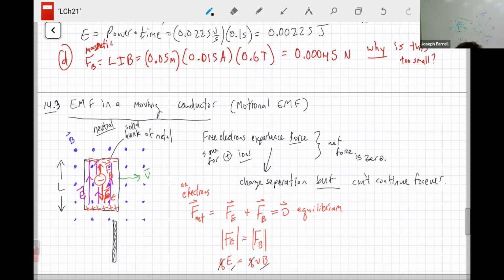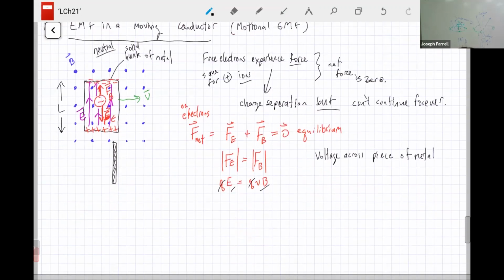So now we know we've got an electric field, and then we can think of the voltage across the piece of metal, delta V, as the electric field times the length. If you remember from chapter 17 or 18, I believe, the potential was the electric field times the distance. We know the field, therefore we can plug this in, and then we get LVB. And so that is our delta V.